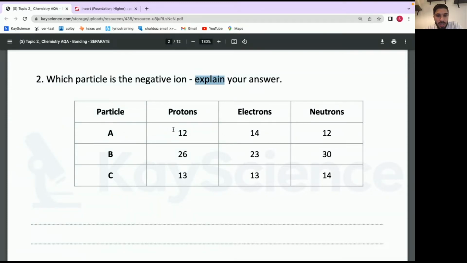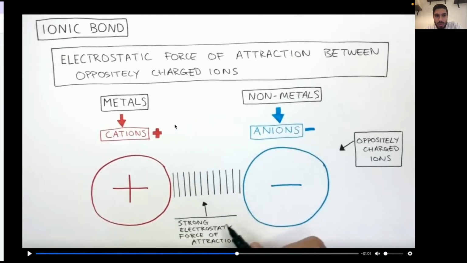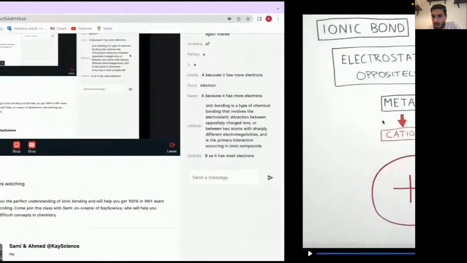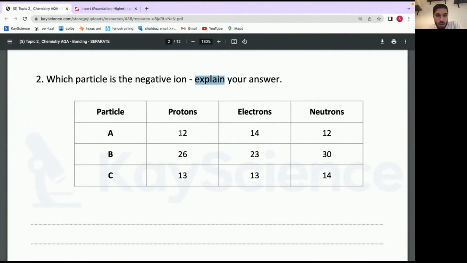So let's look at this. How do we figure this out? Any questions so far? Okay, let's look at this. So you have to look at the number of protons, electrons in these particles, A, B, and C. Now we know neutrons do not affect the charge at all.